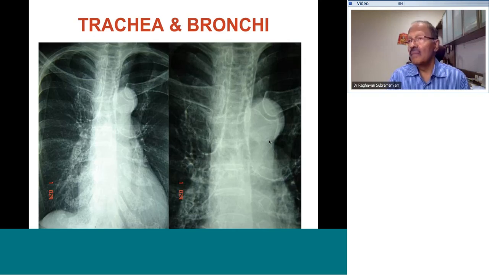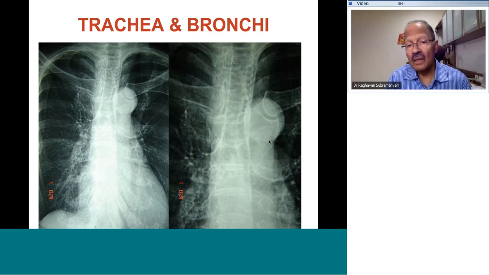Situs is one of the most important features that you describe in a chest X-ray, and it's so easy to describe where the stomach bubble and the liver shadow is. Sometimes the liver shadow and the stomach bubble are not clear, or sometimes they may be ambiguous when you have a midline liver or when you have gas shadows on both sides.